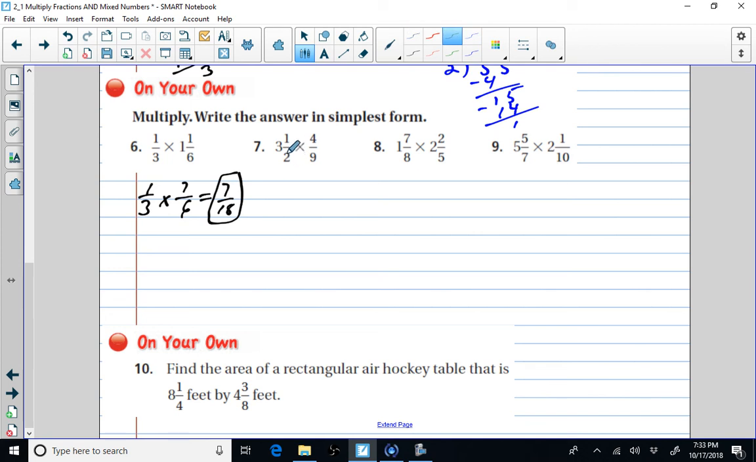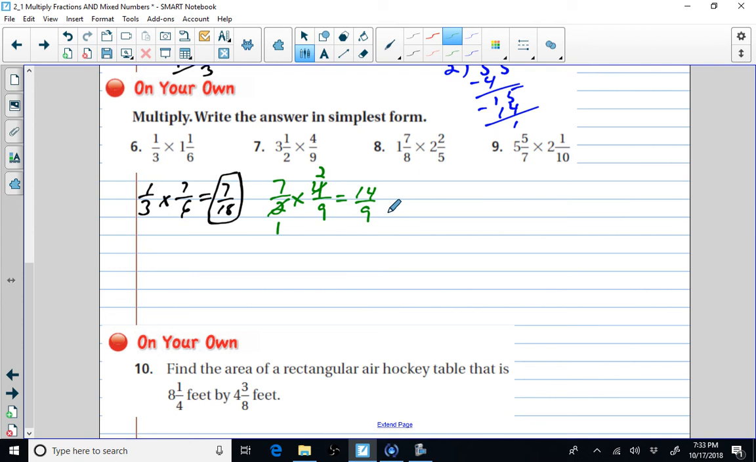3 1/2. 2 times 3 is 6, plus 1 is 7 over 2, times 4 over 9. I can't divide out 7 and 9, but I can divide out 2 and 4. 2 divided by 2 is 1. 4 divided by 2 is 2. I multiply numerator times numerator, denominator times denominator.